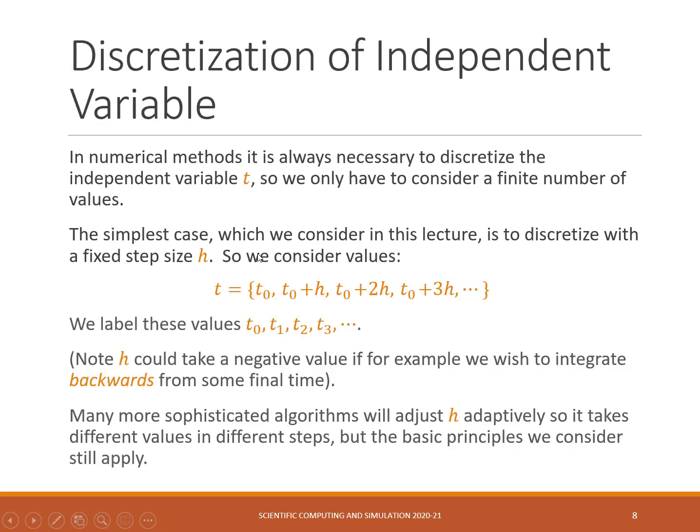In mathematics, functions are usually expressed as continuous functions whose domains include an infinite number of points. So, the first step in numerical methods is to discretize the independent variable t. This way, we only have to consider a finite number of values. The simplest approach is to discretize the domain t with a fixed step size h. Therefore, as shown here, t is a set of discrete values. These values are labeled as t0, t1, t2, etc.